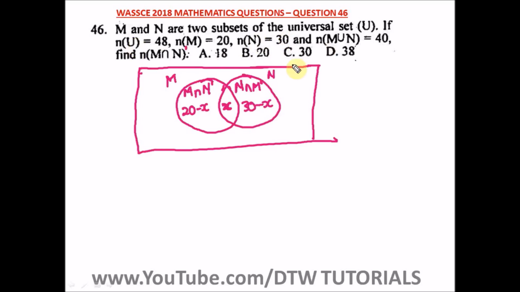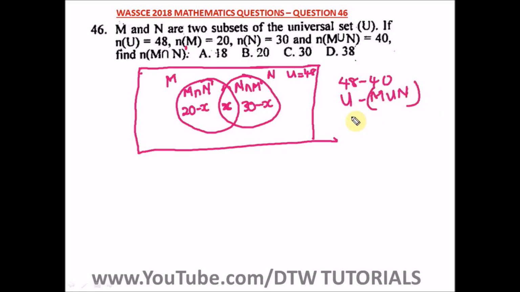From here, we are given our universal set as well. U is equal to 48. And we are given M union N is equal to 40. So M union N, which is this whole, is 40, and our universal set is 48. Everything is 48. So there should be a remainder here, which is everything outside the two subsets. So that will give us 48 minus 40, which is the universal set minus M union N.